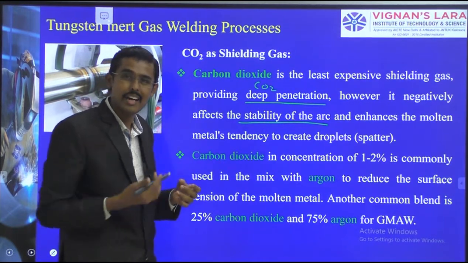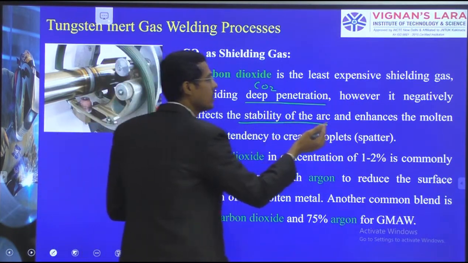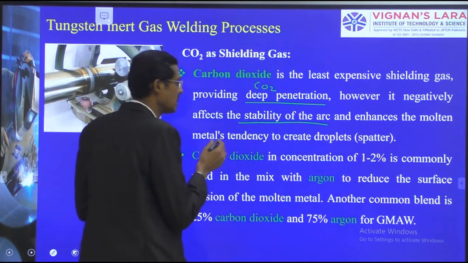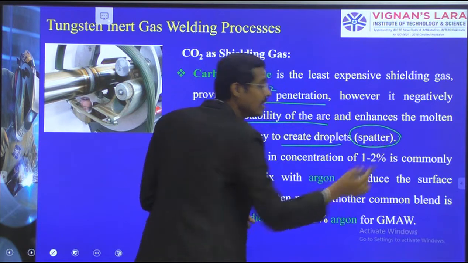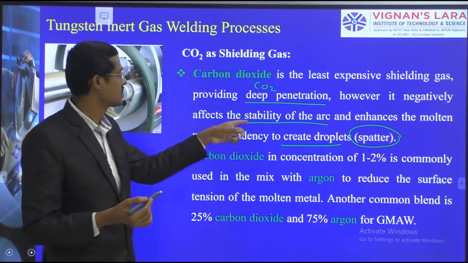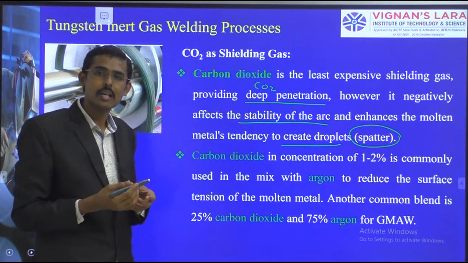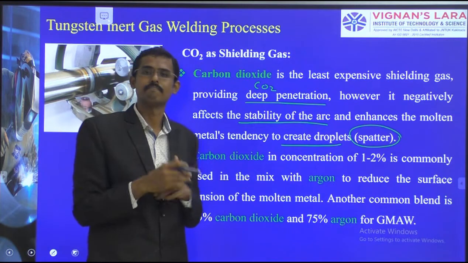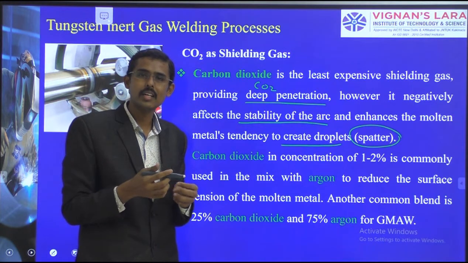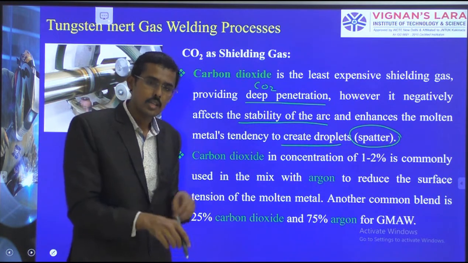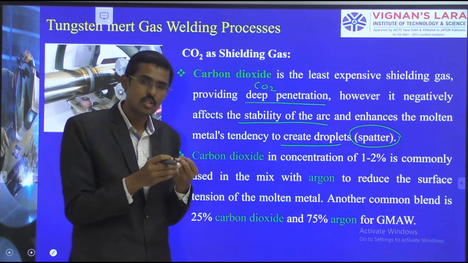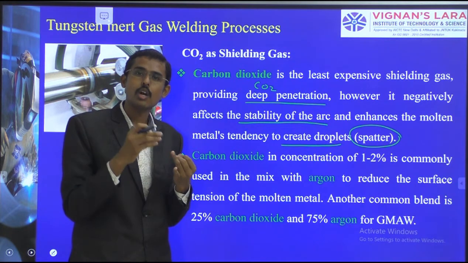Current consumption should be high. An unstable arc enhances the molten metal's tendency to create droplets or spatters. Due to the inability to maintain a stable arc, sometimes spatter will form. Spatter is nothing but molten metal which is splitting out of the base material after dropping down. We have seen droplets, spray transfer, drop transfer.